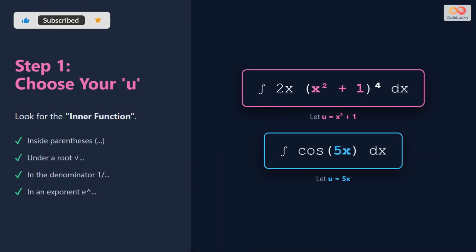Step 1 is the most critical. Choosing your u, you are looking for an inner function whose derivative is also present in the integral, somewhere outside. A good rule of thumb is to look inside grouping symbols. Look inside parentheses, under a square root, in the denominator of a fraction, or in the exponent of e, for example. If you have 2x times the quantity x squared plus 1 to the 4th power, x squared plus 1 is inside the parentheses, making it a perfect candidate for u.